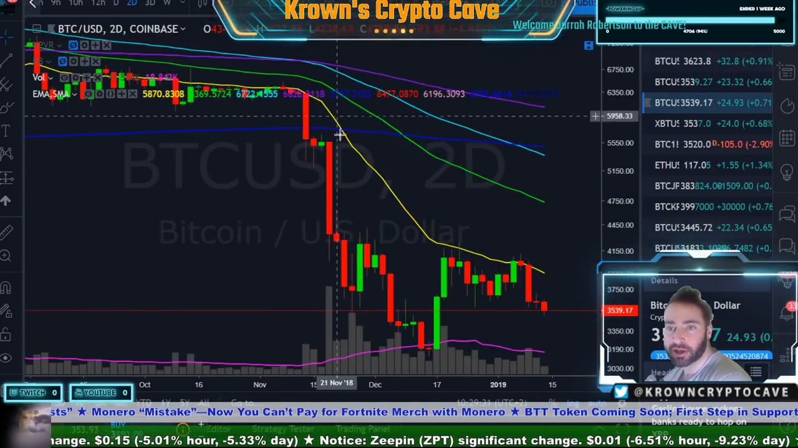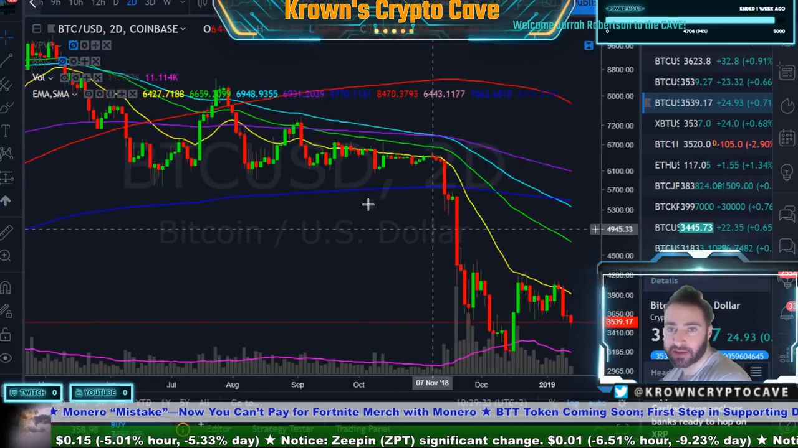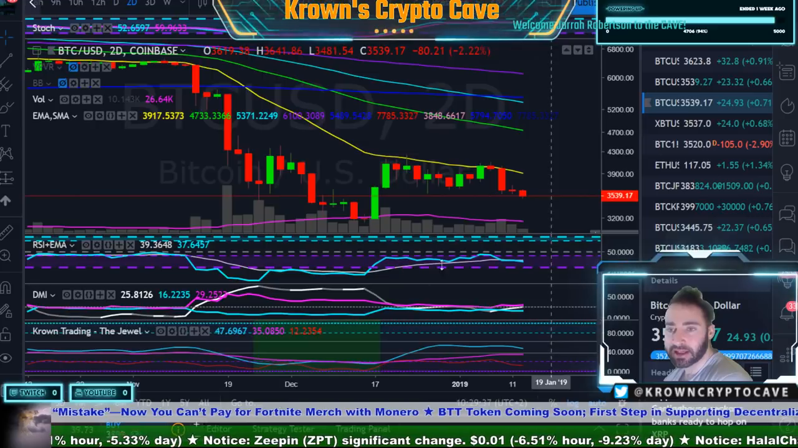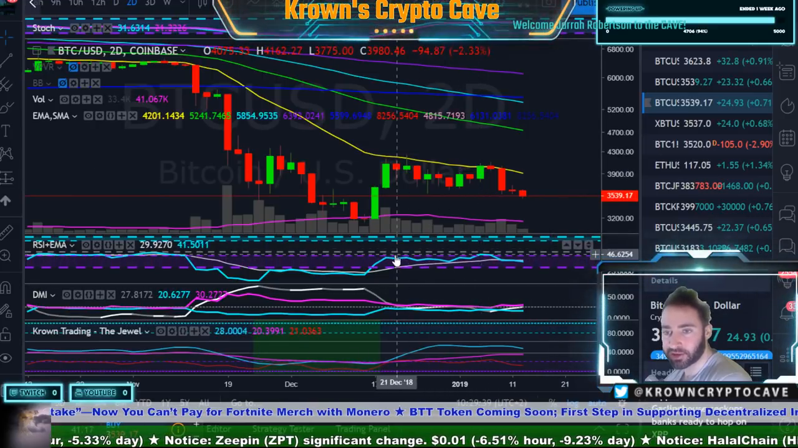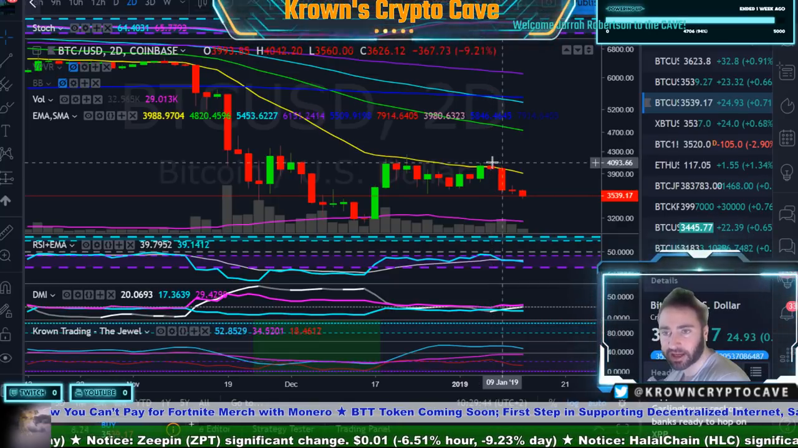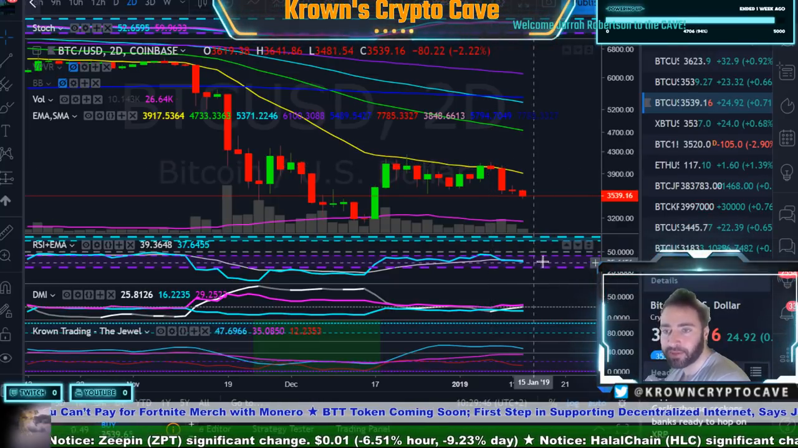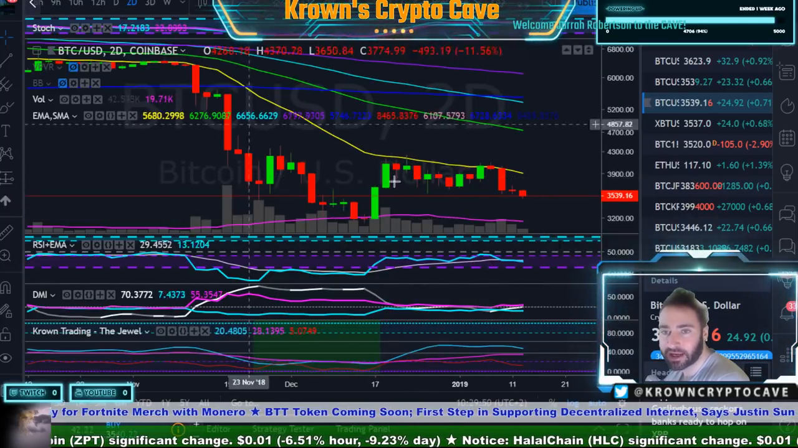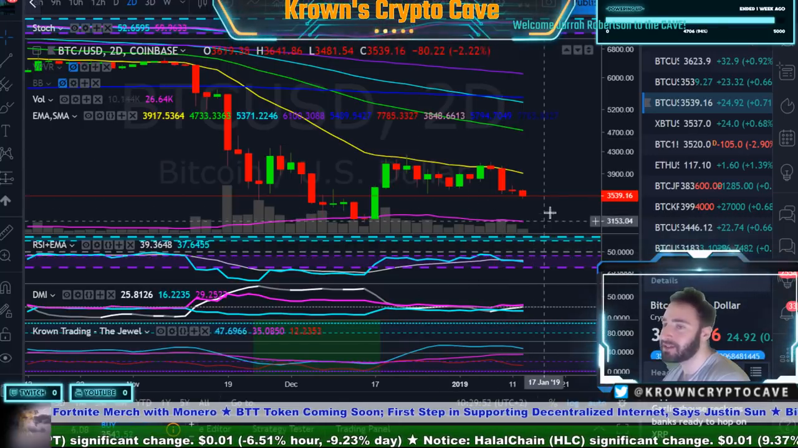Two-day dollar chart, you've been governed by the yellow 21 exponential ever since you got the death cross, the green 55 and the purple 200. The hidden bearish divergence is still playing out, as we spoke about, I believe a week and a half ago or last week, right over here on this rejection of it. Your oscillator is making a higher high and price action is making a lower high in the context of an overall downtrend. And down we go.